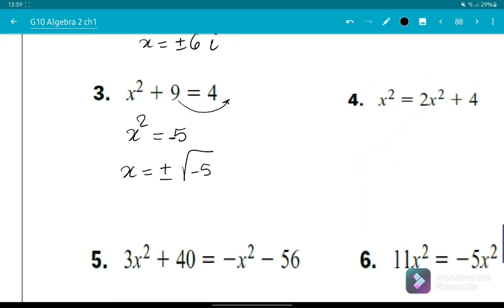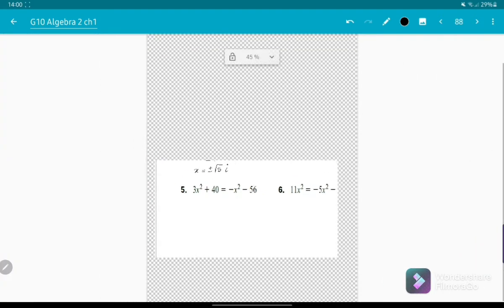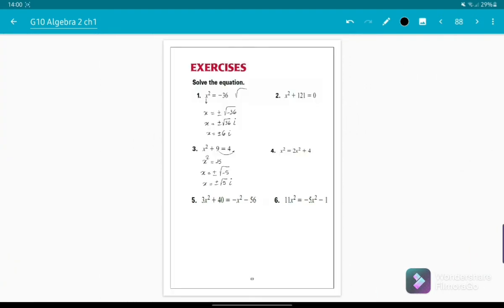Another one, x squared equals negative 5. Then x equals positive or negative square root of negative 5. Then x will be positive or negative root 5 i. And this will give us root 5 i and negative root 5 i. So this is everything about solving equations with complex numbers.